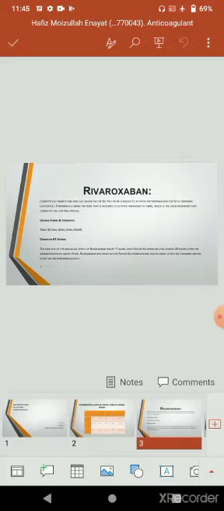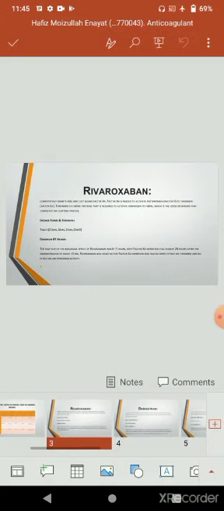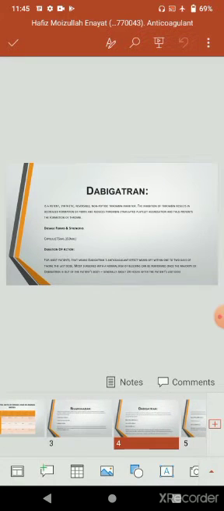Next one is dabigatran. It is a potent synthetic reversible non-peptide thrombin inhibitor, generally about 24 hours after the patient's last dose.